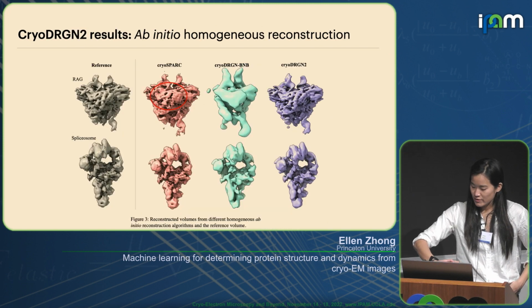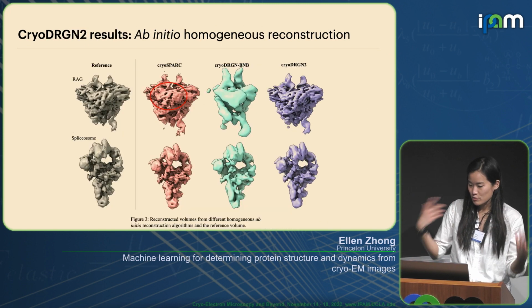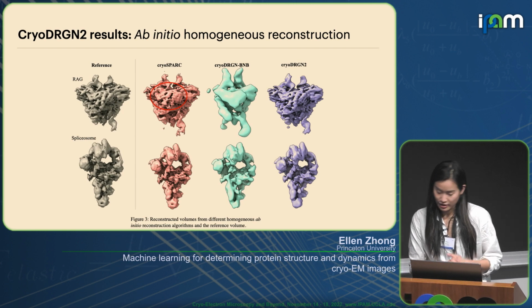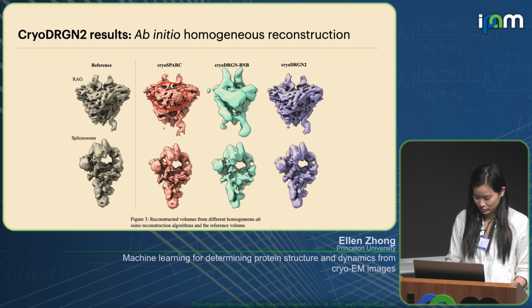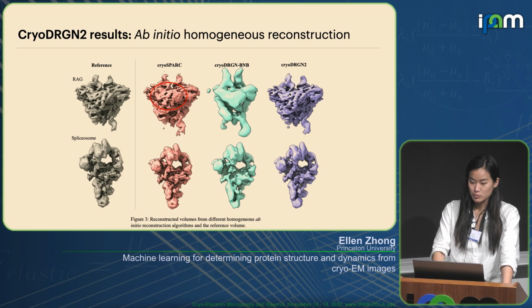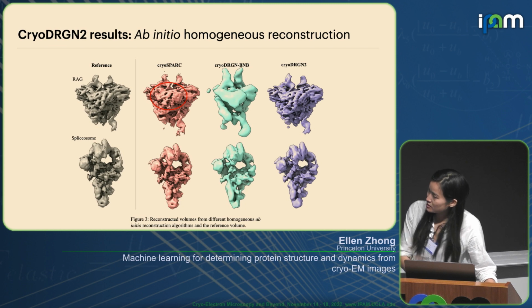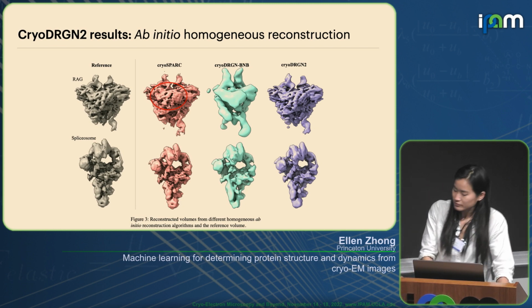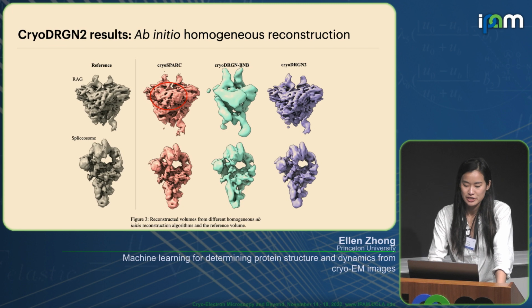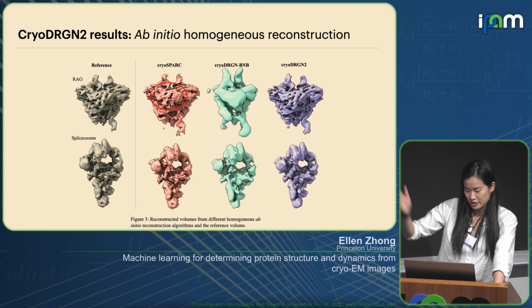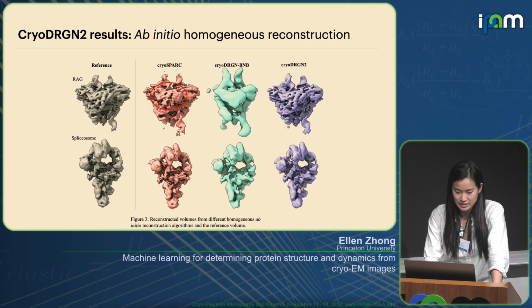And just showing a couple more results. Homogeneous reconstruction with CryoDragon works well on a couple of different data sets. We learned a lot from this RAG1, RAG2 complex, which is shown here on the top row. And then we can also do a homogeneous reconstruction of the spliceosome with CryoDragon 2 in purple, matching the reference methods in gray.